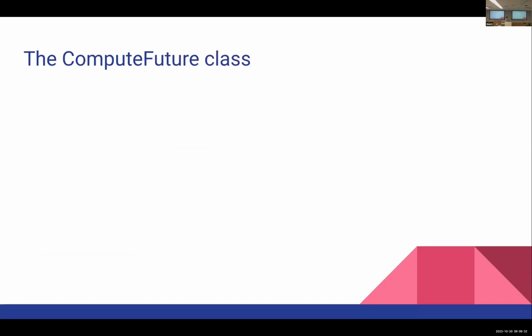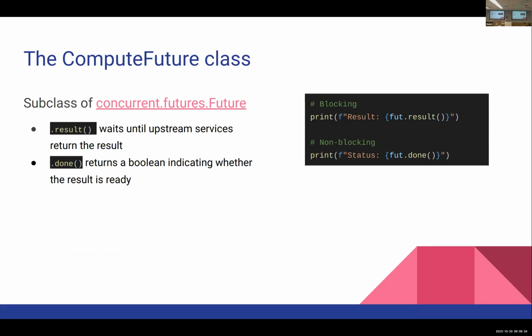We'll just quickly cover the compute future class. It's basically just a Python future. There's a small difference, which I'll get into in a second. So same things you'd expect. .result is a blocking call that will wait for results. In our case, we're waiting for upstream services. .done or canceled or a number of other non-blocking calls are all the same. In this case, you'll receive a Boolean immediately indicating whether the result is ready.